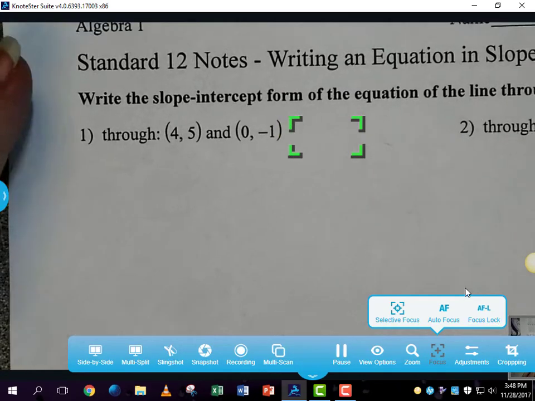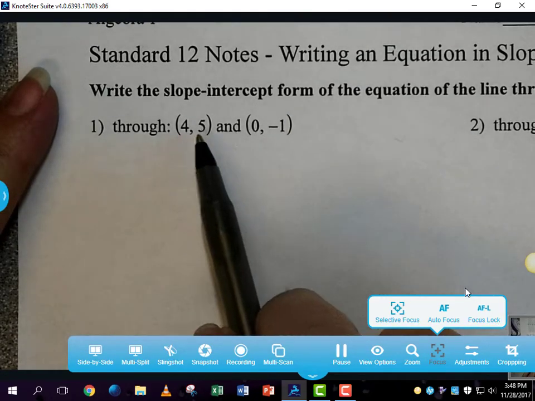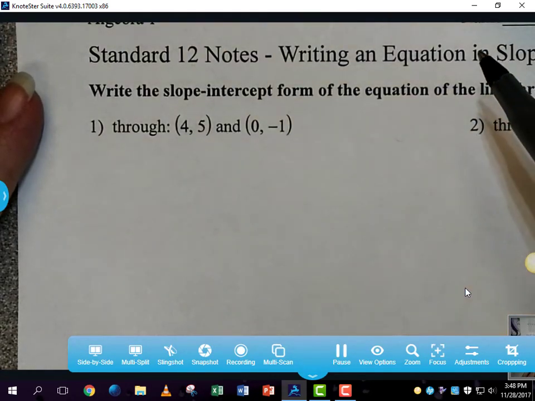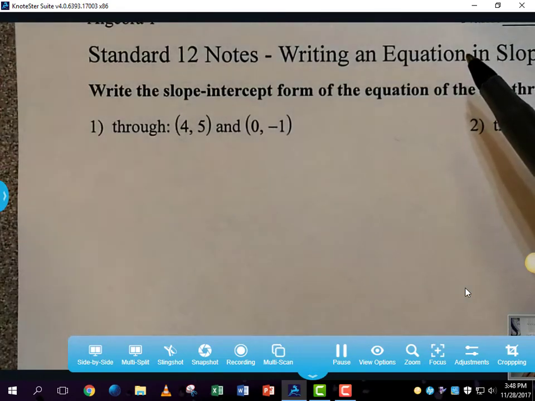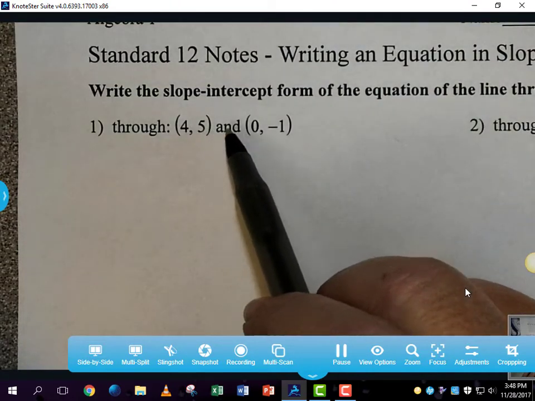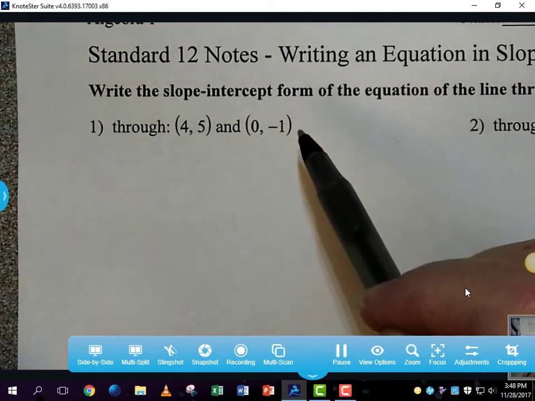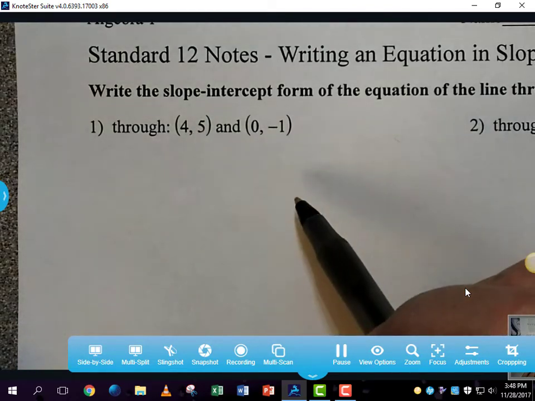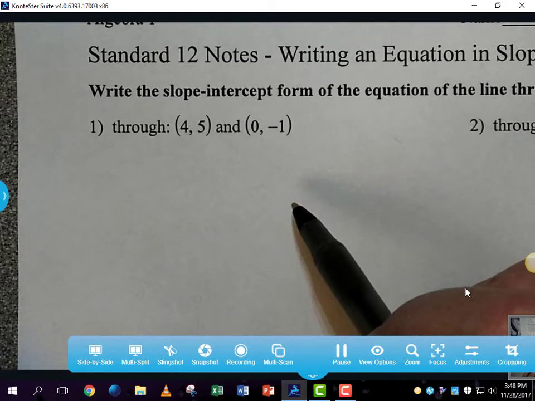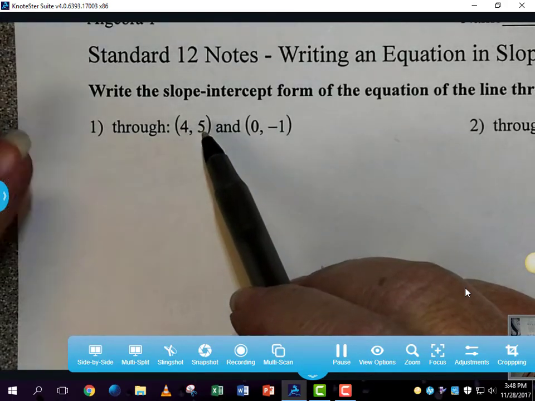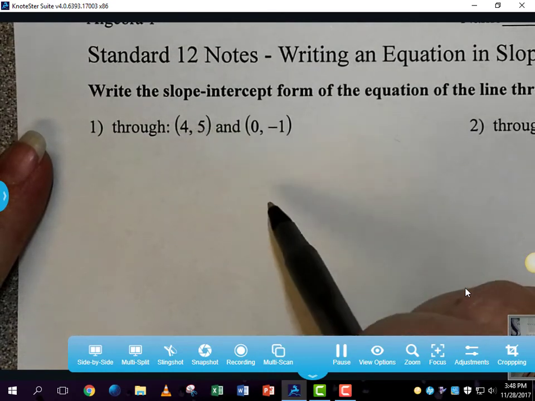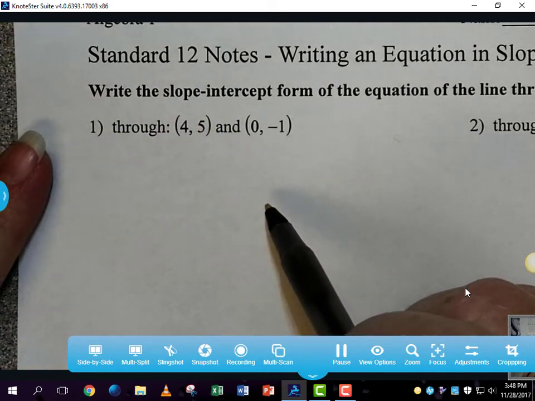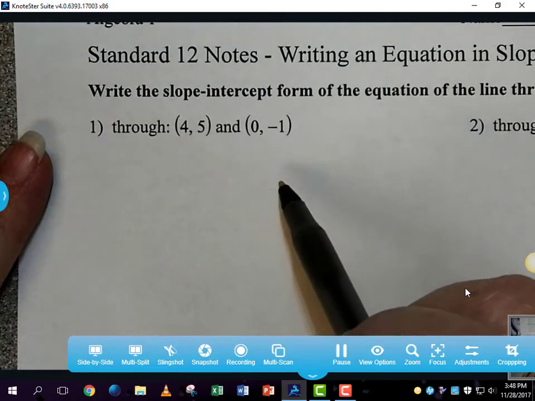Okay, so as we already know, these 2 points are known as solutions to the equation that we are going to write. These are known as solutions to the equation we're going to write because these 2 points are both on the line for the equation we're about to write. Since these two are solutions, I can use them to generate the equation.